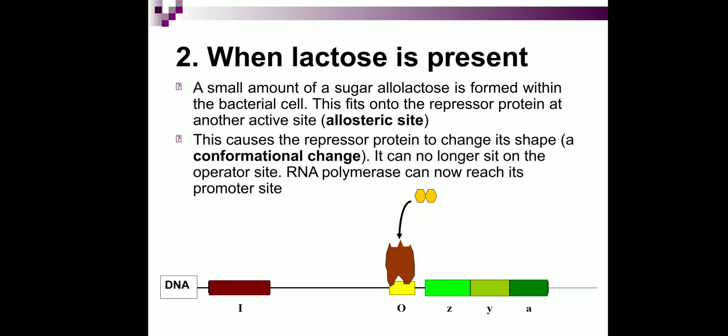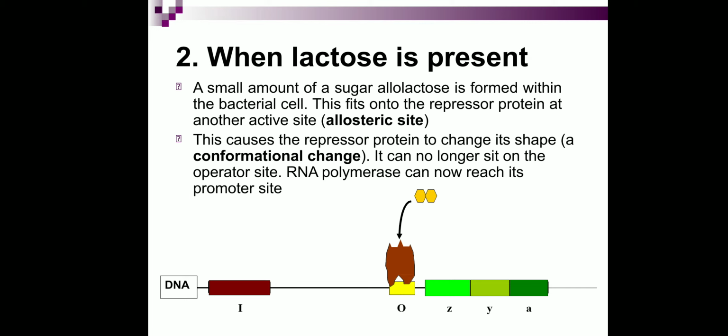When lactose is present, a small amount of the sugar allolactose is formed within the bacterial cell. It fits on the repressor protein at another active allosteric site. This causes the repressor protein to undergo a conformational change. It can no longer sit on the operator. RNA polymerase can now reach the promoter site.